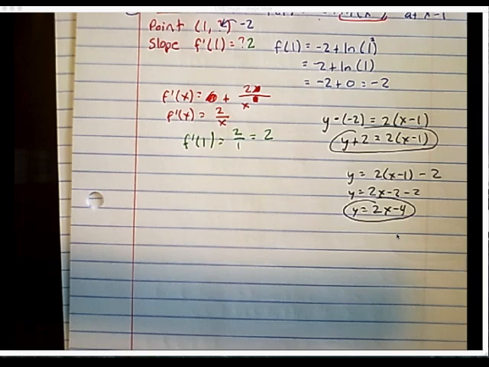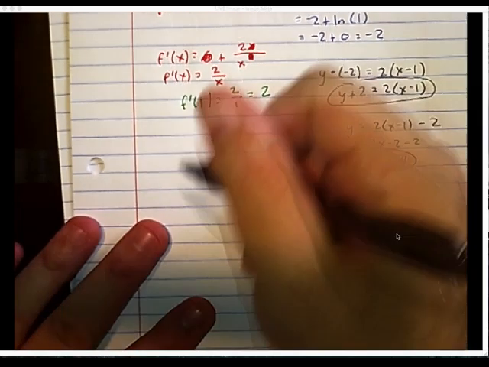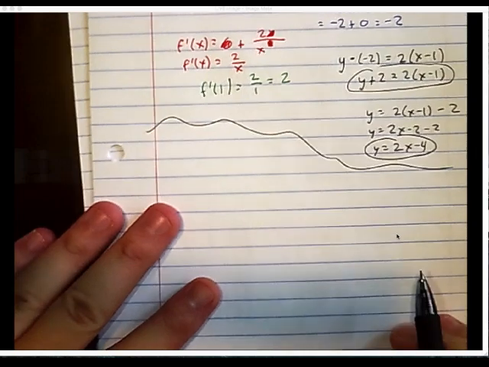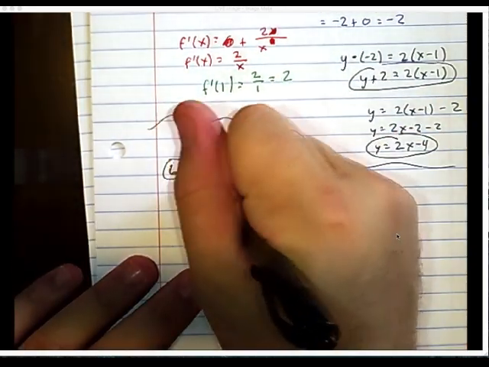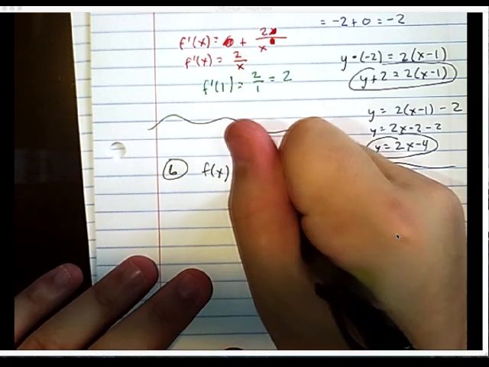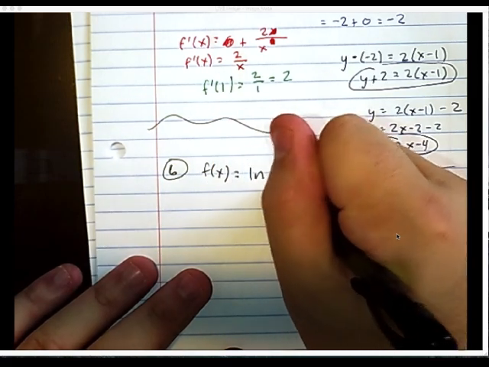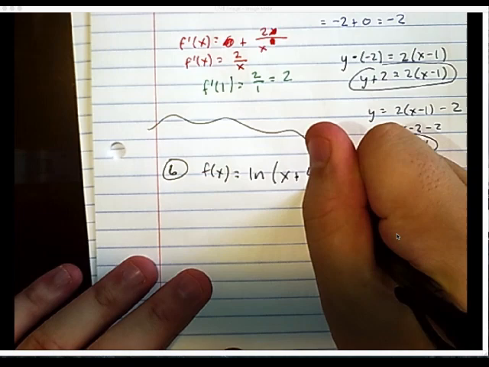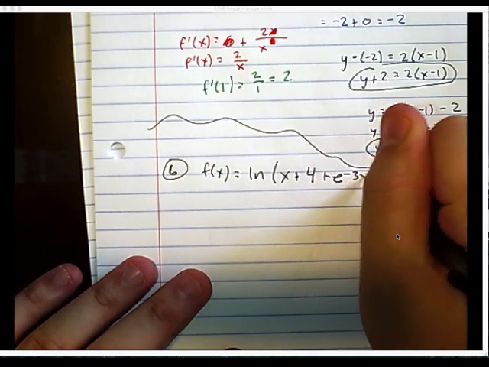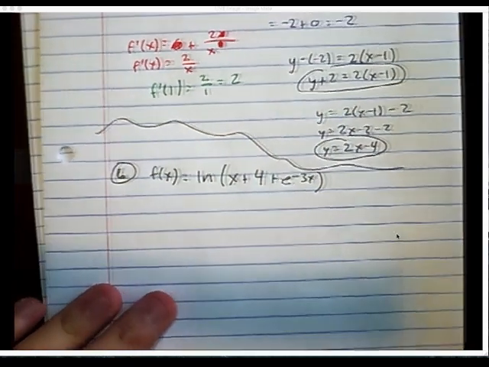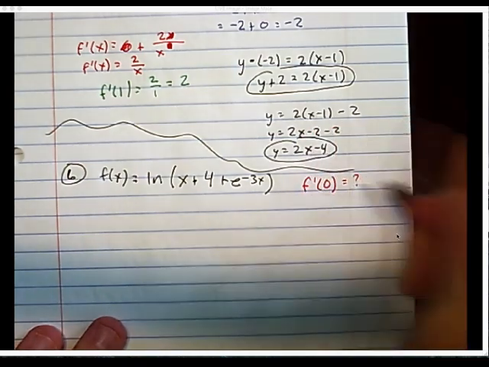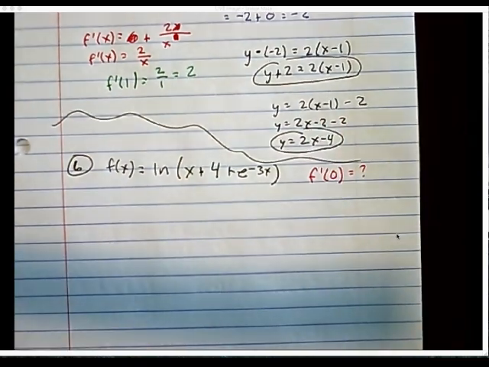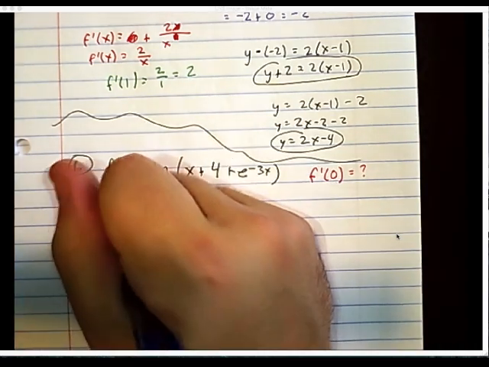All right, number 6. It says f of x equals the natural log of x plus 4 plus e to the -3x. They want to know what f prime at 0 is. Before I can find this, I've got to find f prime of x.